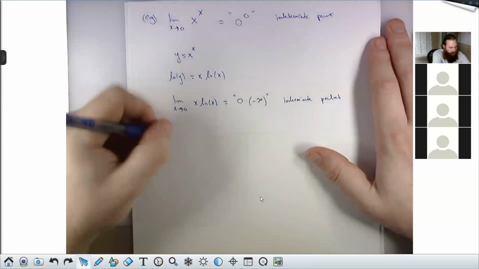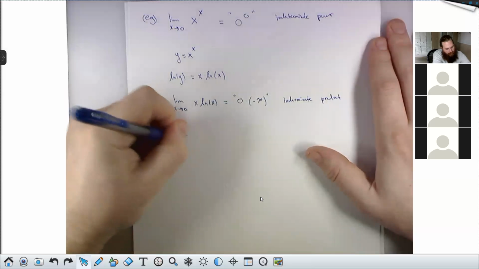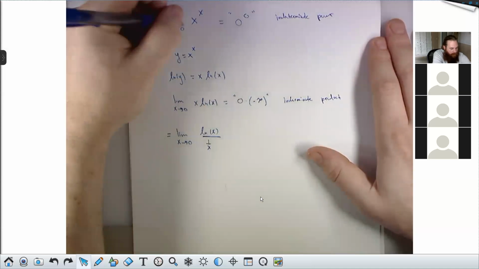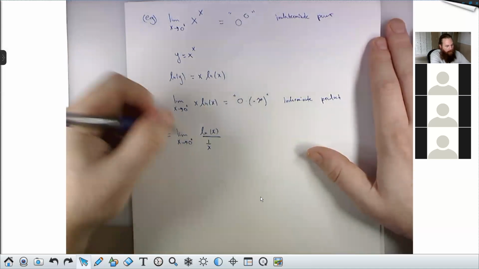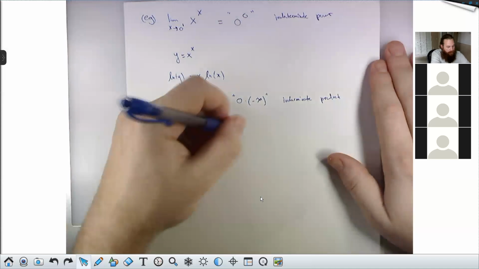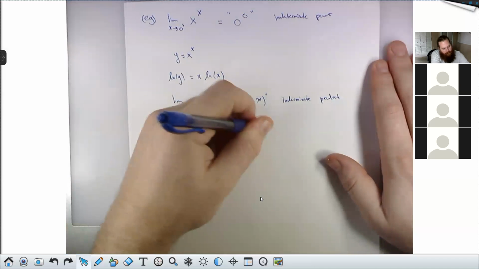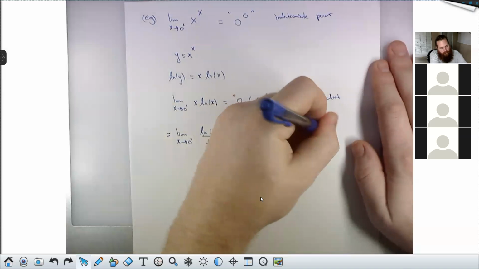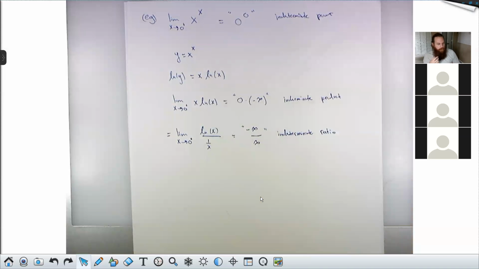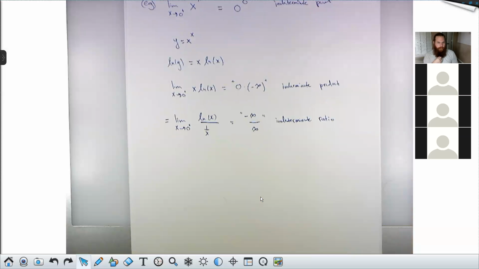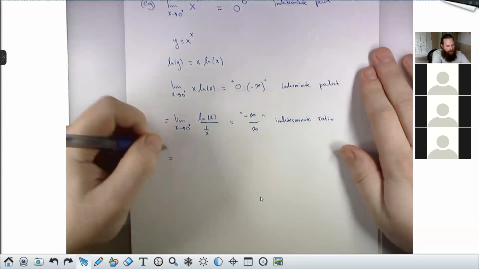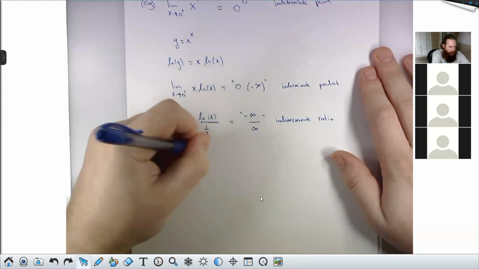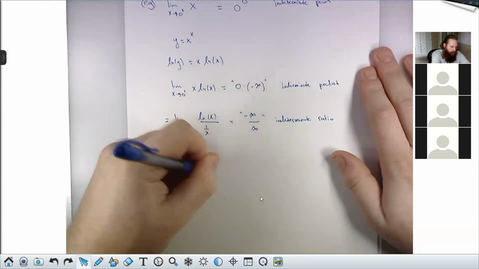And then finally, I can rewrite this as ln x divided by 1 over x. I should say I'm going to take the limit as x goes to 0 from the right to keep everything happy. And now this looks like negative infinity over positive infinity, which is finally an indeterminate ratio. And indeterminate ratios, I can use L'Hopital's rule on. So I apply L'Hopital's rule. The derivative of ln x is 1 over x. The derivative of 1 over x is negative 1 over x squared.